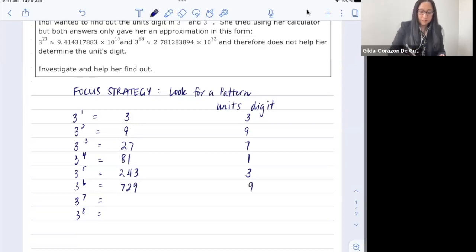3 to the power of 7 is 2,187. The units digit there is 7. And 2,187 times 3, says my calculator, is 6,561. And therefore the units digit is 1. So now we can have a look at that. We've got a pattern here.